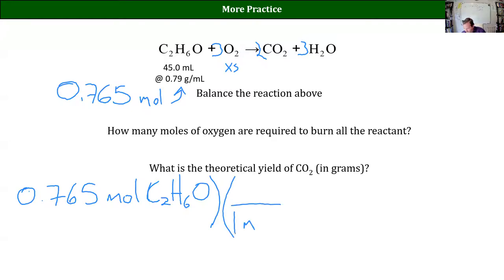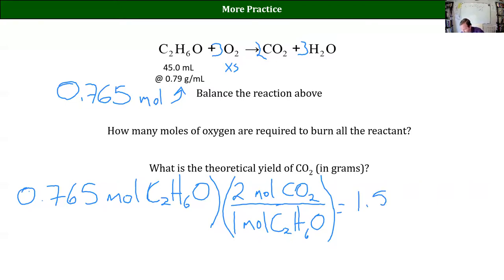For every 1 mole ethanol is 2 moles CO2. That would give us a theoretical yield in moles. Get 1.53 moles of CO2.